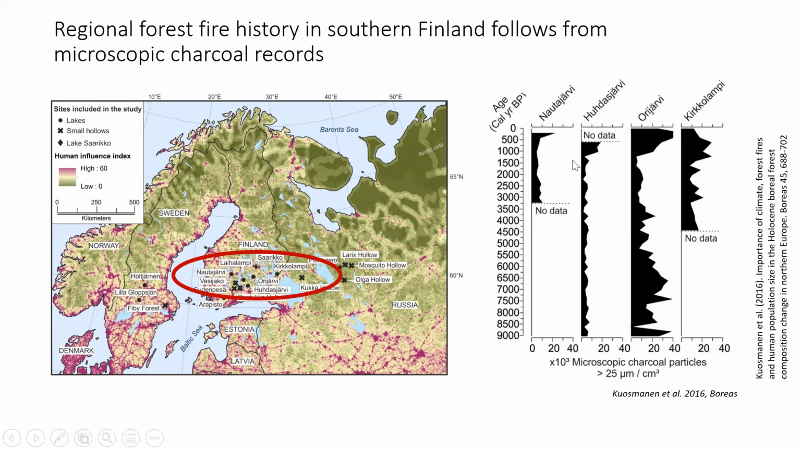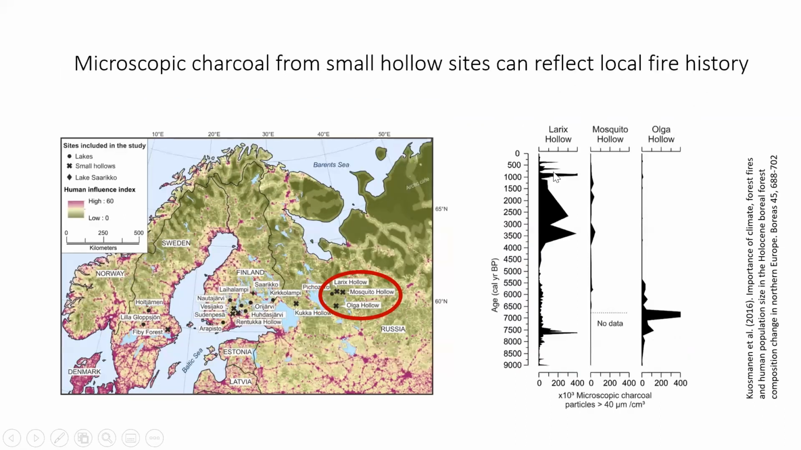But then when we compared still microscopic charcoal records from small hollows, these are microscopic charcoal records from three small hollow records, so they should show local fire history, and we can see that there is quite a different indication of different fire histories between these sites.